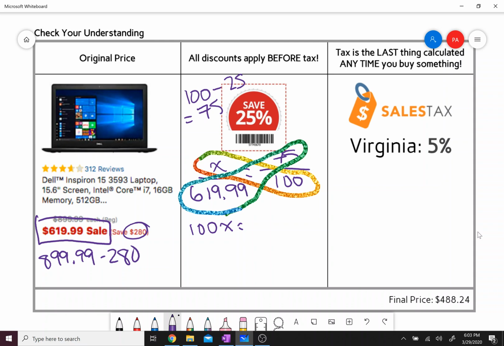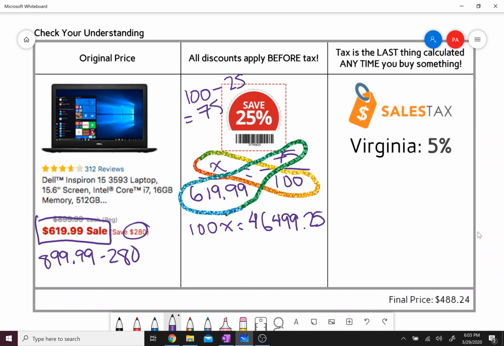Working on it because my phone is being slow. There we go. 75 times $619.99 gives me $46,499.25. But we're not done because we need to solve to get that X completely by itself.